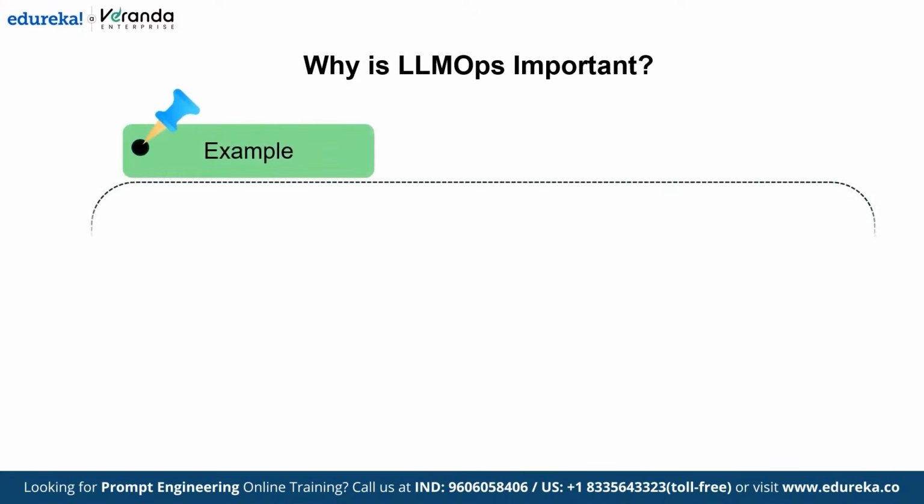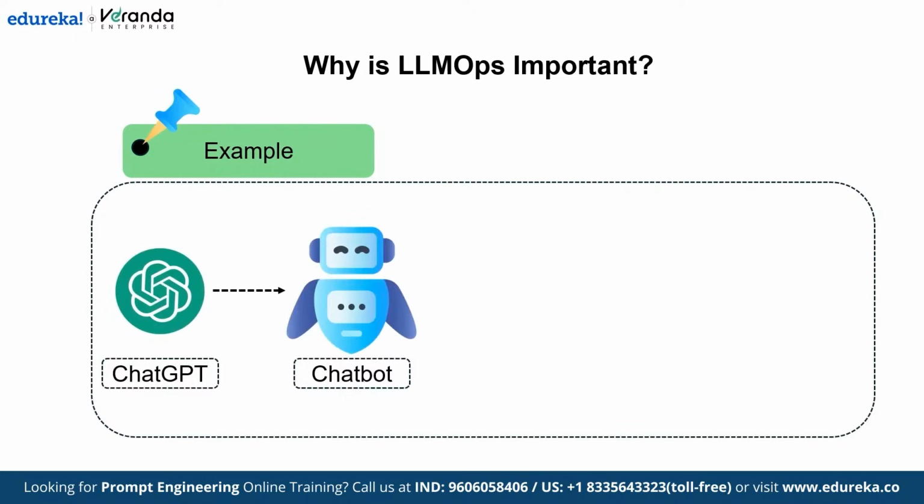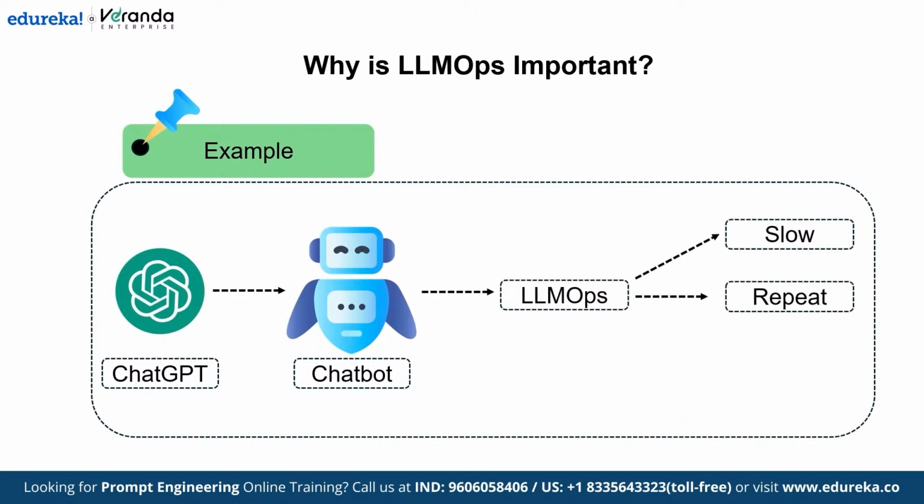For example, imagine running ChatGPT-like AI on a customer support chatbot. Without LLMOps, responses would be slow, repetitive, and expensive. LLMOps optimizes the entire workflow. So now that we understand why LLMOps is important, let's take a look at how it differs from MLOps and what makes it unique.